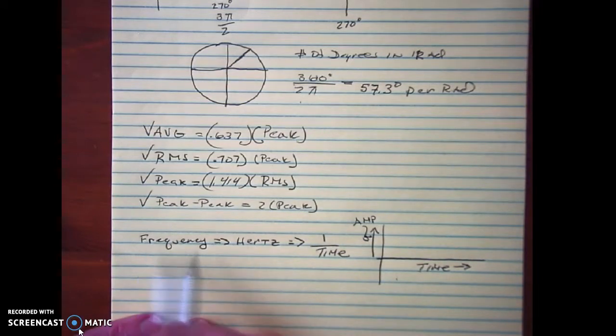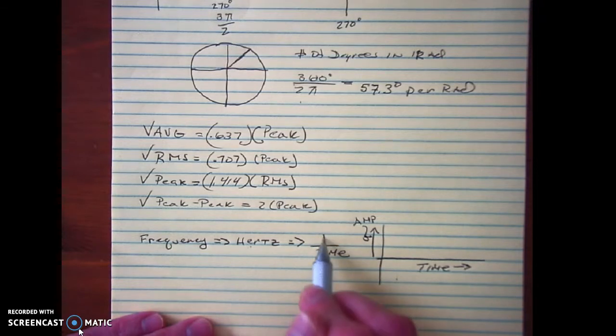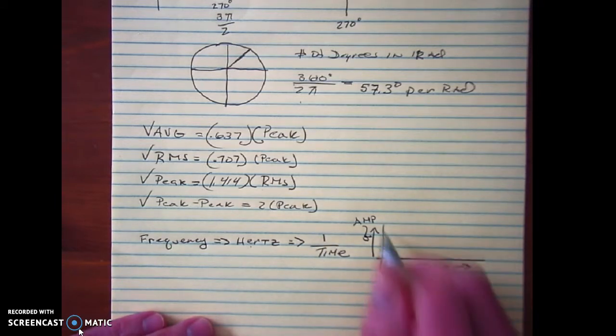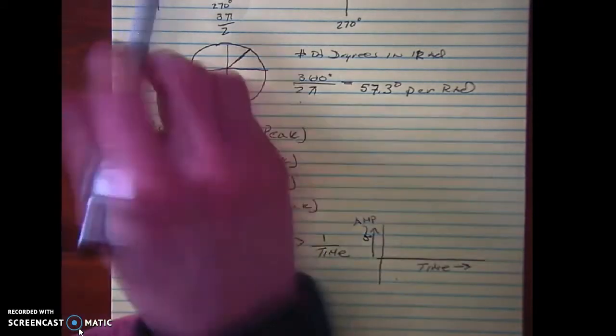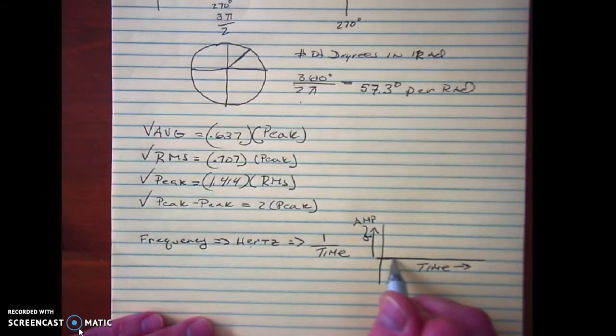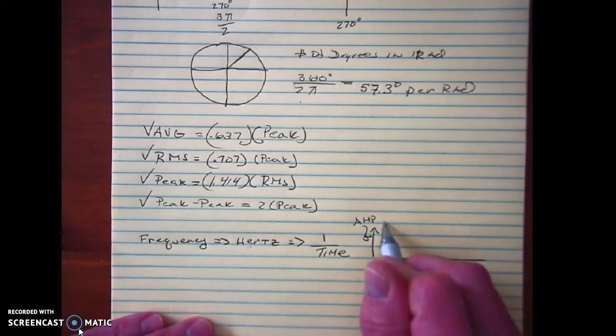So when we talk about frequency, frequency is measured in hertz. So how do we get hertz? Well, it is 1 over the time. So how do we come up with time? On our oscilloscope and on this graph here, time is on the x-axis and amplitude is on your y.